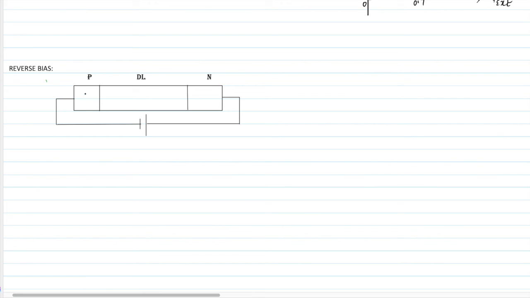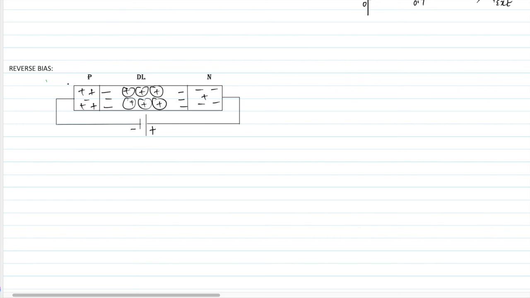In reverse bias condition, same holes, electrons, here neutral ion. Negative gets settled here and positive holes will get settled here. Okay, now here in reverse bias condition, P layer is connected to negative of the battery and N layer is connected to positive of the battery.